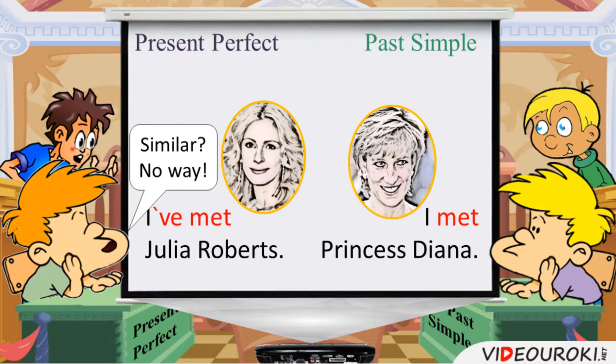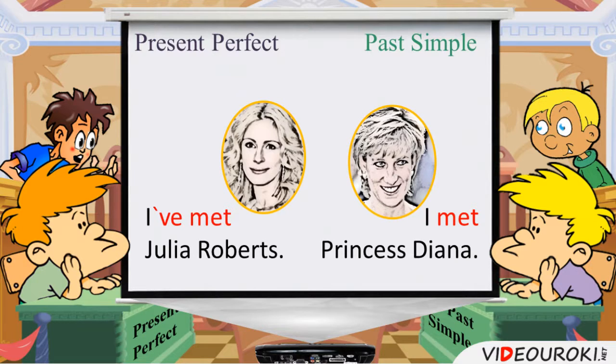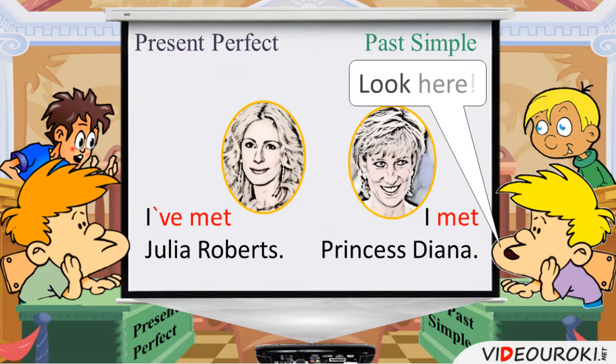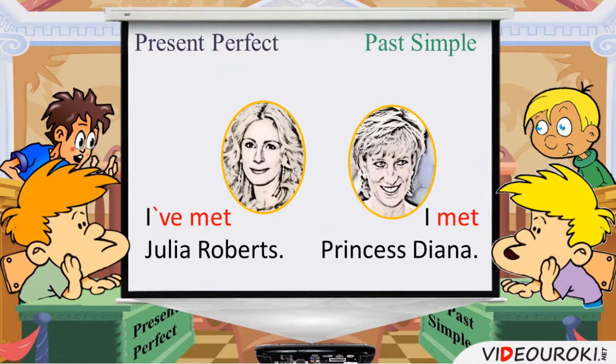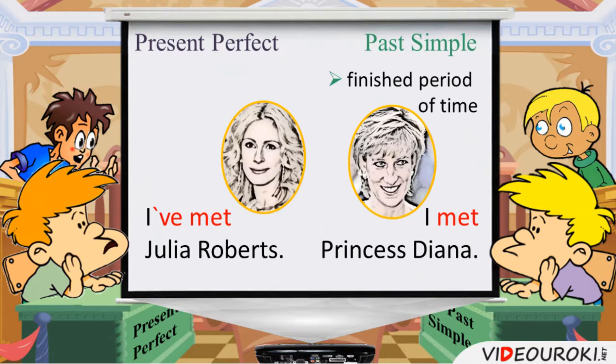Similar? No way. Look here. I met Princess Diana. I won't meet her again. She's dead. Period of time is finished. Я уже не встречу принцессу Диану. Она умерла. Временной отрезок закончен. I've met Julia Roberts. She's alive. A period of time is not finished yet. А вот Джулию Робертс я могу снова встретить. Она жива. Временной отрезок еще не завершен.